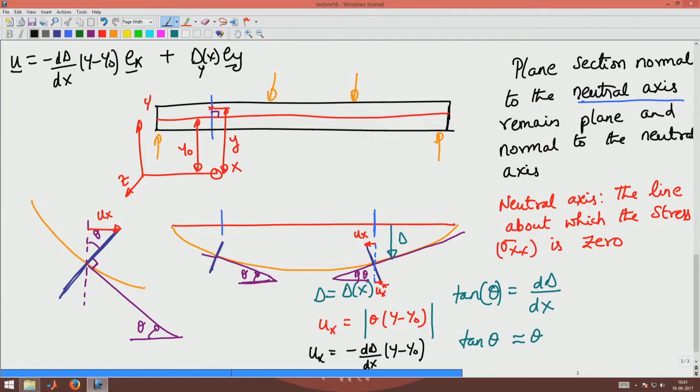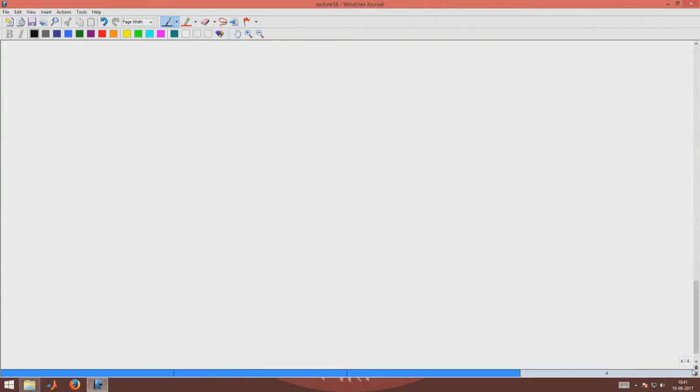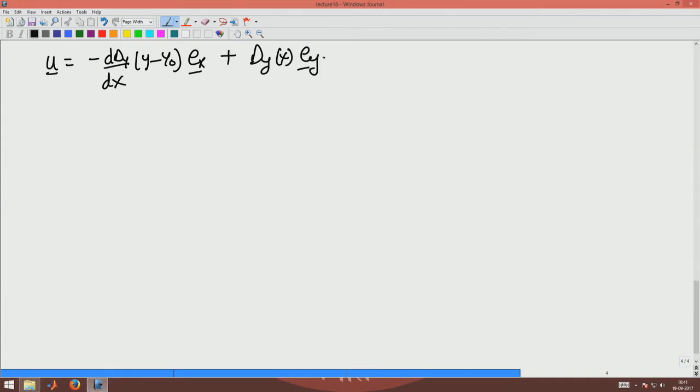Now, let us proceed. We have assumed a displacement field u to be minus d delta by dx, delta y by dx times (y minus y naught) E x plus delta of y as a function of x E y. Now, I want to compute the gradient of u, so that I can compute the strain.